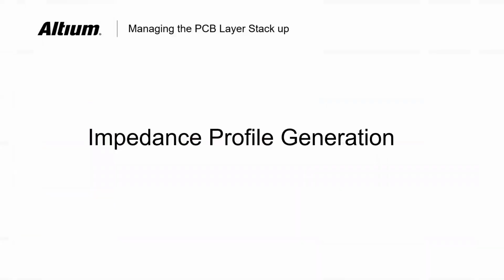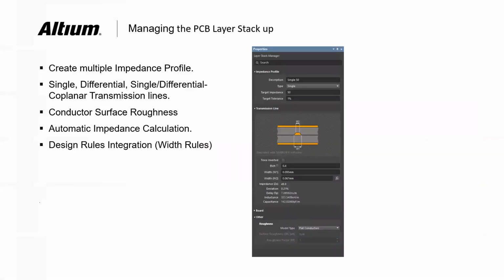Next is the impedance profile generation. We have seen something about the advanced layer stack improvements, and now we are going to the impedance profile generation. In the properties panel for the impedance profile, it helps you create the impedance profile for single and differential layers, and the new feature introduced is the coplanar transmission line. Along with that, you have the surface roughness in your impedance profile. This is also a new feature introduced in 20.